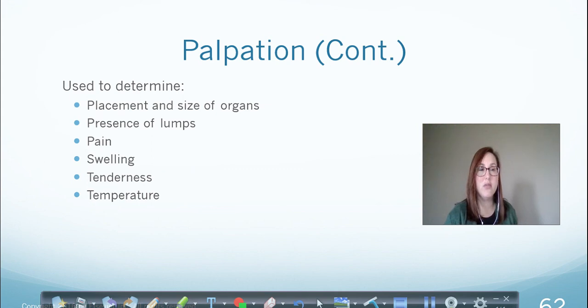So again, checking those lymph nodes. We talked about the spleen and how sometimes in really significant infections, the spleen can be enlarged. So that might be a time when the doctor is using palpation to get placement and size of organs. Again, evaluating pain or swelling, maybe tenderness in an area or the temperature of a specific area. Is the skin warm to touch? Any redness that's there? Swelling maybe of the joints.